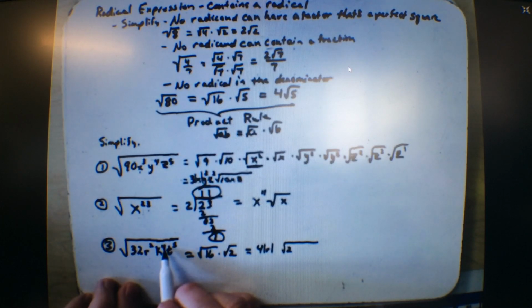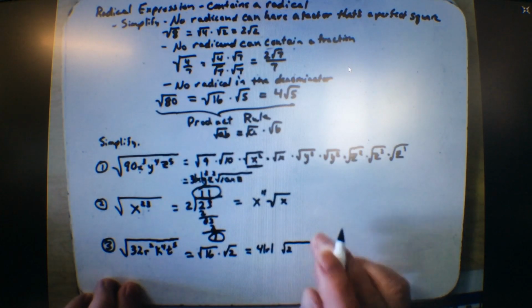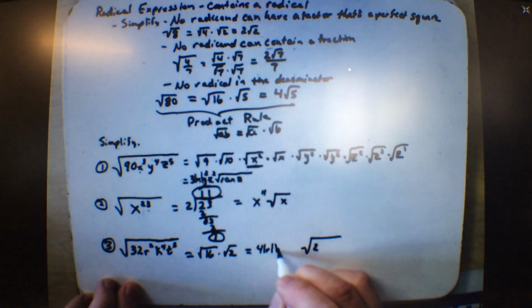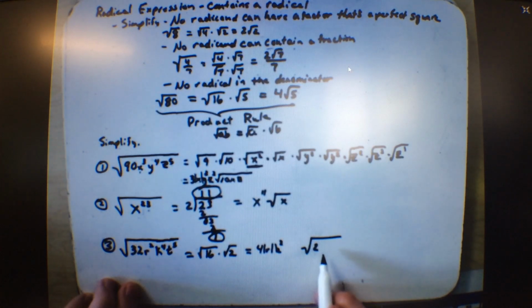4 divided by 2 is? 2. So 2 k's come out. I'm going to scrunch this. 2 k's come out. How many go in? What's the remainder? There's none.